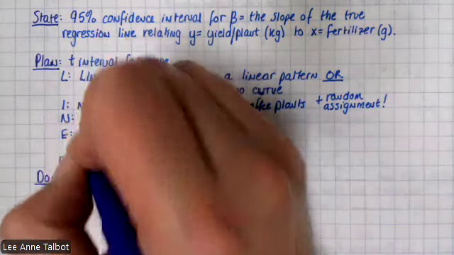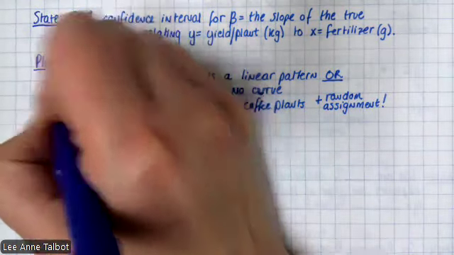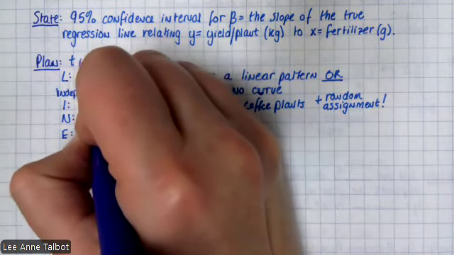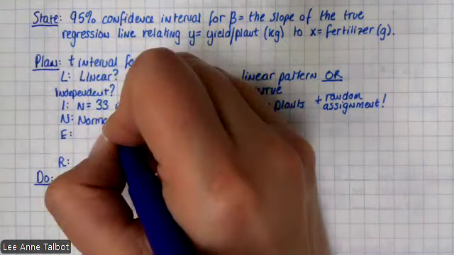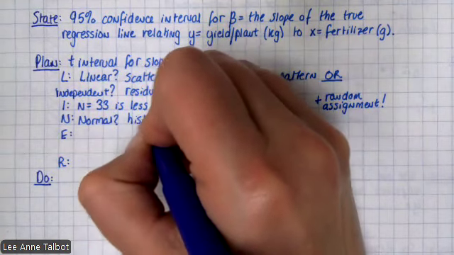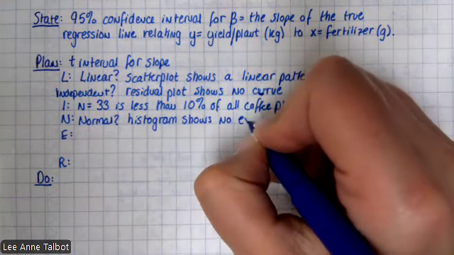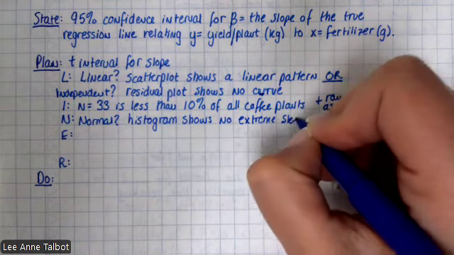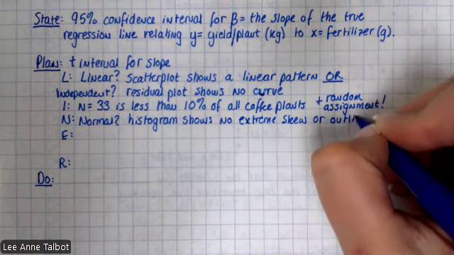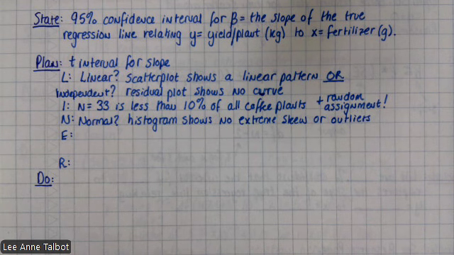Okay. Normal, I forgot to write independent, didn't I? I believe I've also seen these with a box plot or a stem and leaf plot. Just the same as all of the T ones, you're just looking for extreme skew or outliers.